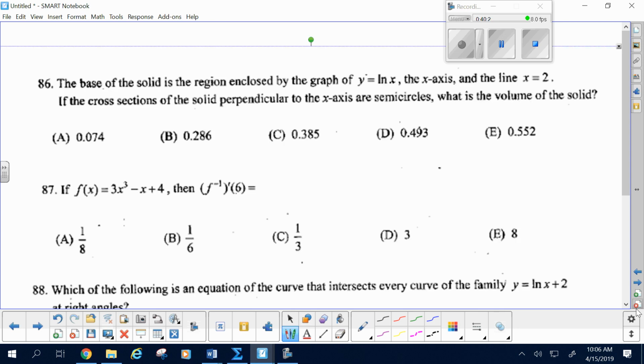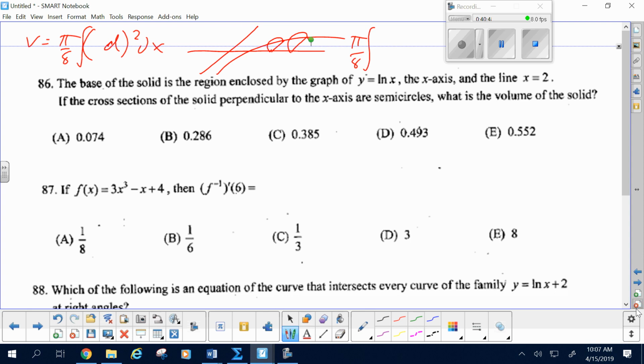By far the big idea was that when you do semicircles, the volume is pi over 8 times the integral of the diameter squared. And it was all with respect to x for this problem. So if you didn't get that one, I would write it that way. That means then that the volume is pi over 8 times the natural log squared from 1 to 2.